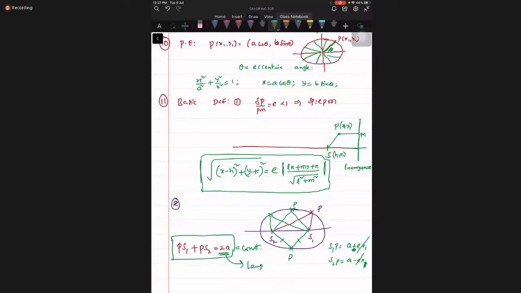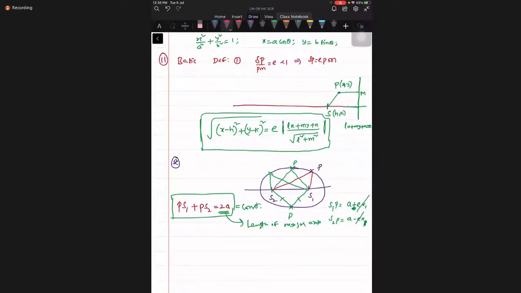What is the 2a? It is the length of the major axis. Is it true? Yes, when the foci are on the x-axis. If the foci are on the y-axis, it means 2b.